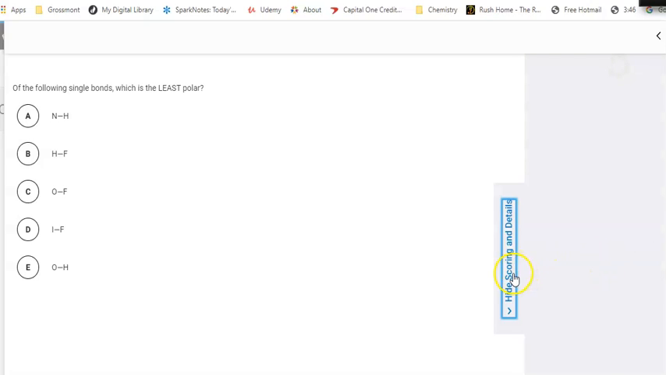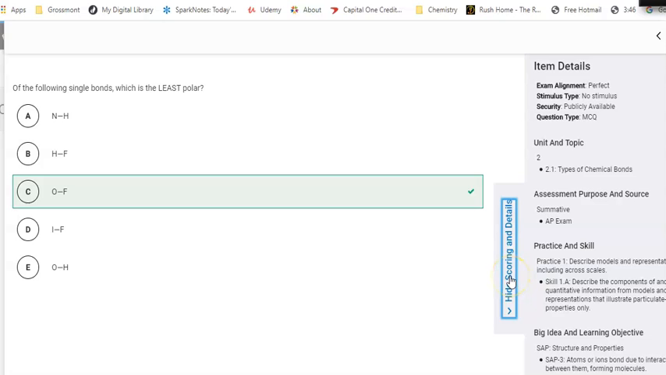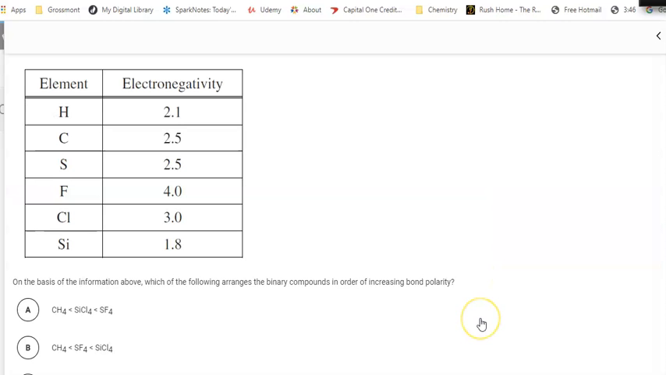And there it is. Yes, C is the correct answer on this one. Next question. All right, so it gives you a table of elements and electronegativities. That would have been helpful on the last question. So on the basis of the information above, which of the following arranges the binary compounds in order of increasing bond polarity?